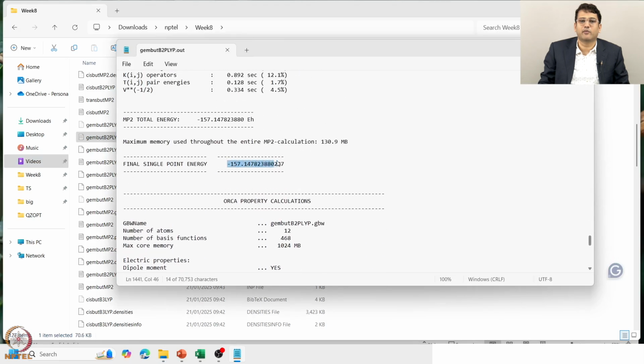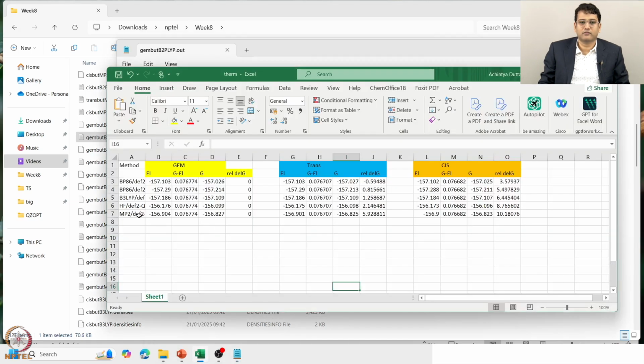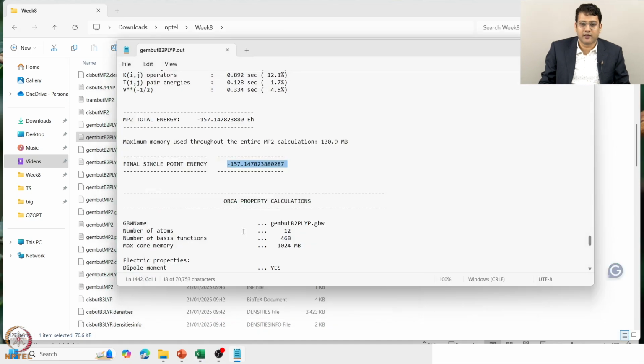So this is the final single point energy. This I will copy. The name of the method is B2PLYP def2-QZVP. Okay, we have not, I believe, discussed the structure of the output file before. Let me copy the energy.